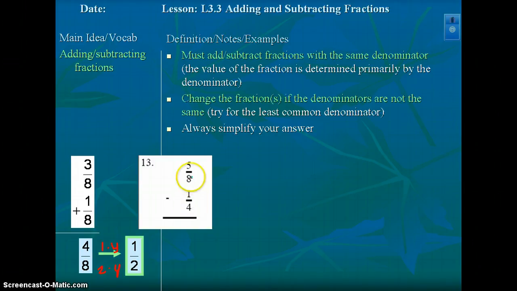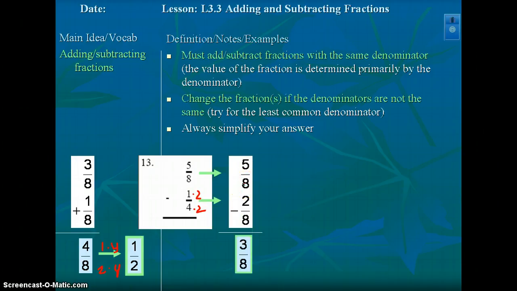Can I make a 4 into an 8 by multiplication? Yes, I can. So we are going to change this into 5/8 minus 2/8. 1 times 2 and 4 times 2 arrives at 2/8. Now we have the same value here. We have the same denominator. 5/8 minus 2/8 gives us 3/8. 3/8 is a simplified form of a fraction. No further work is necessary.